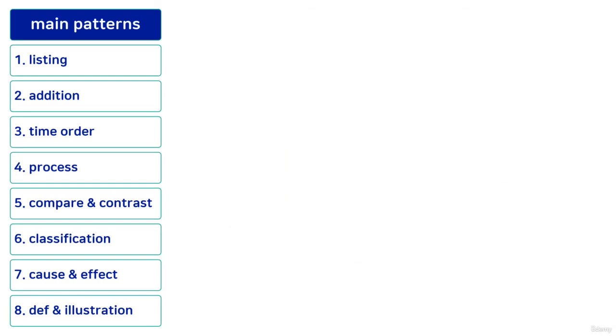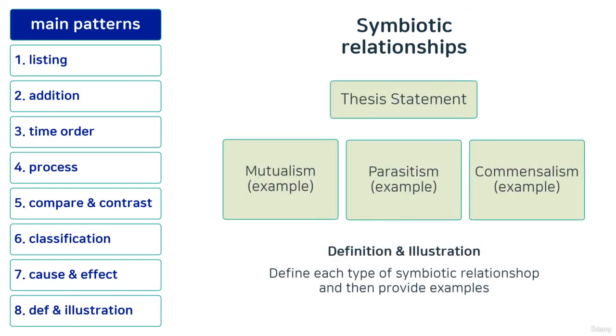To give another example, if the topic of the text is about symbiotic relationship, and that's relationship between organisms in nature, the author may use definition and illustration to define each kind of symbiotic relationship and then provide examples of such relationships in nature. So certain topics tend to use certain kinds of pattern of organization, and authors tend to use one main pattern of organization and various other patterns to organize the details in the text.